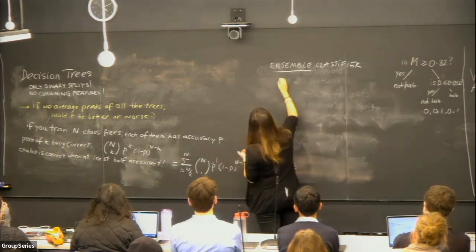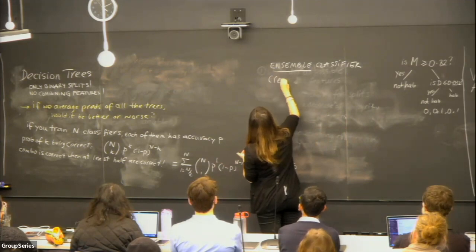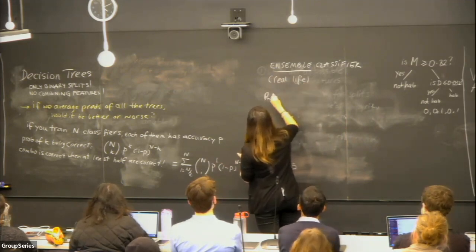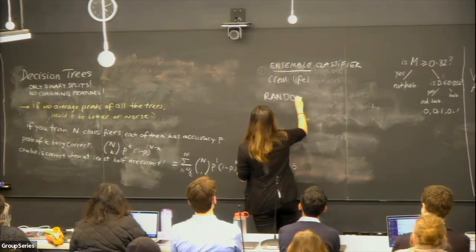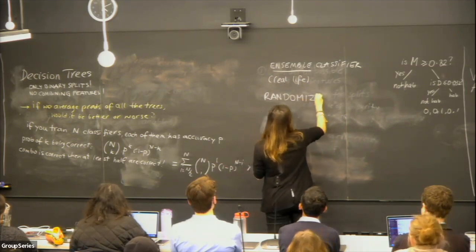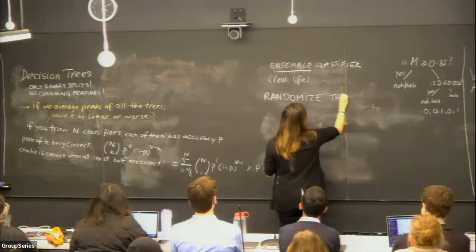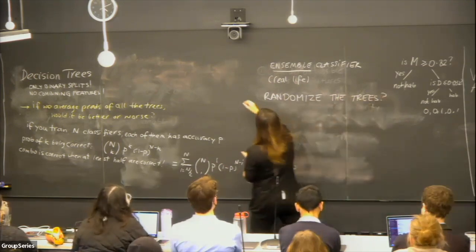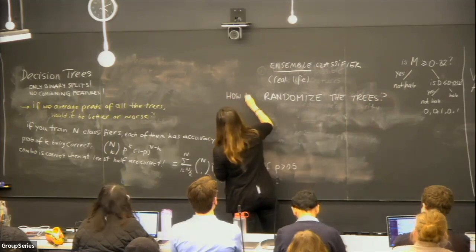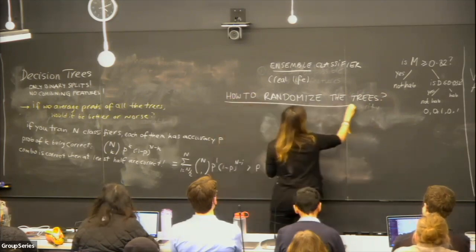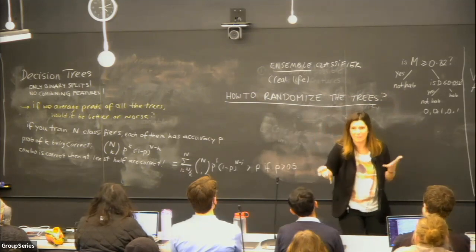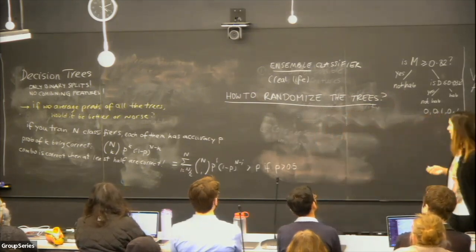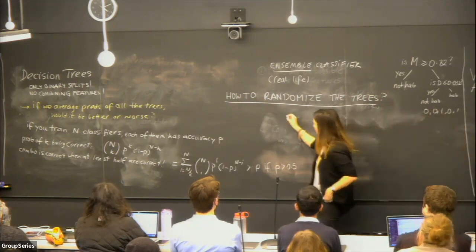So what I need to do an ensemble in real life is some way of randomizing the tree. I need to make them independent somehow so that I can gain something from combining them. So let's see, how can we randomize these trees? Any ideas?